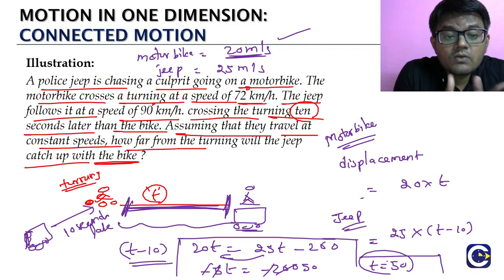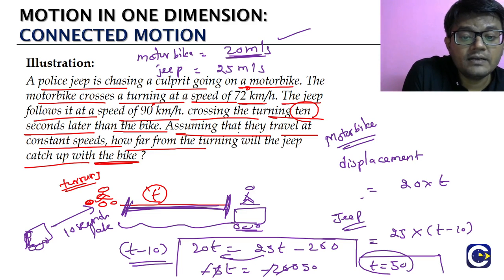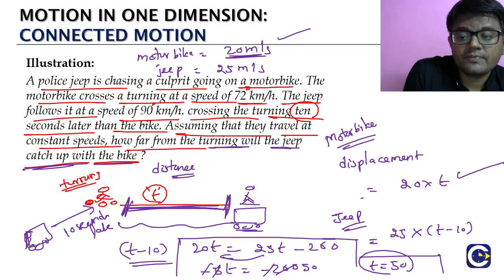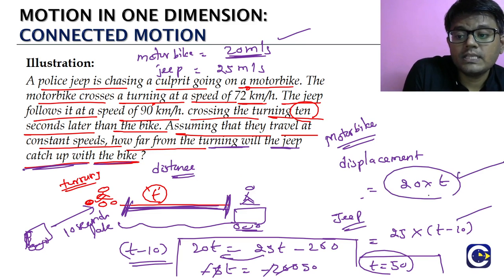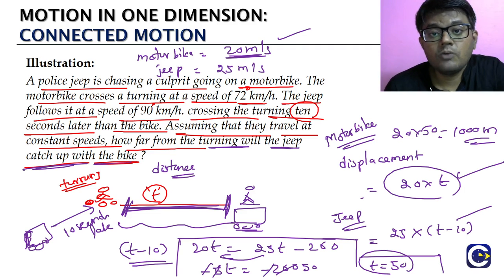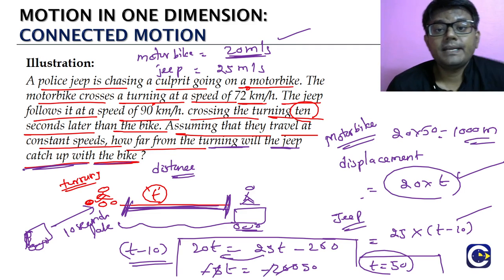Okay, but here the question is not the time. What is the question? How far from the turning point will the jeep catch the bike? Which means we have to find this distance covered. Either we can get it from this formula or this formula. So we'll just go with the first one. 20 into t, t is 50, means 20 into 50, that will be 1000. It is in terms of SI unit, means it will be meter. So the police will be able to catch hold of the thief after 1000 meters from the turning point.